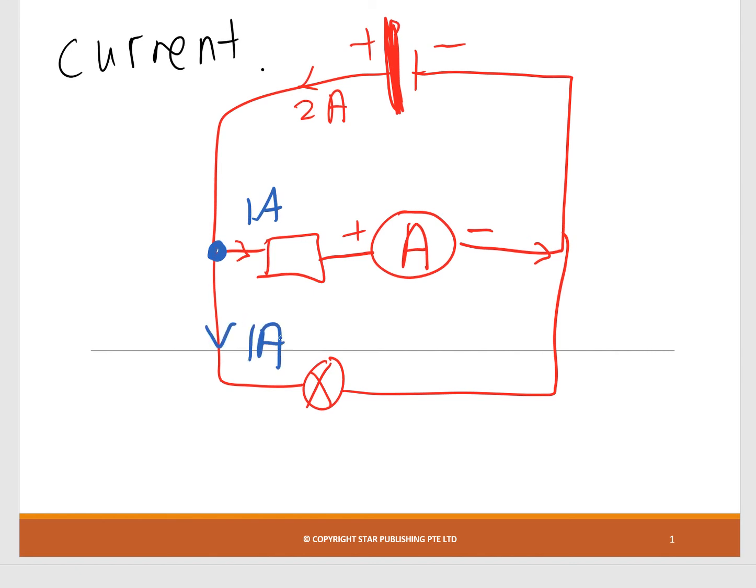In case you wonder how they split, it depends on the resistors of these two. The bigger resistor, you end up with a smaller current. But whatever it is, you add up, they should be equal to the current that enters the circuit.